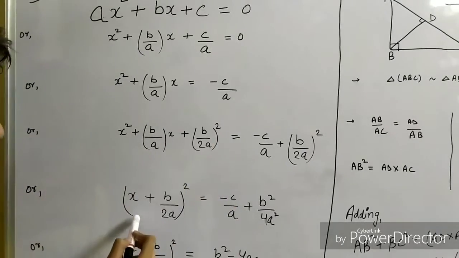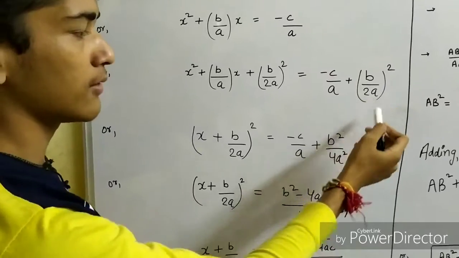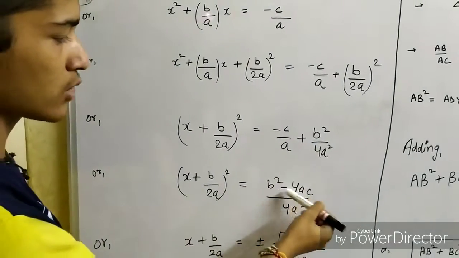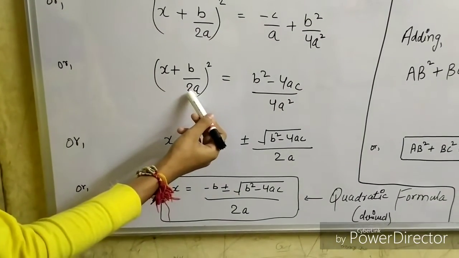Here we get (x + b/2a)², and here we get -c/a + b²/4a². Now further simplifying it, we get (b² - 4ac)/4a² = (x + b/2a)².